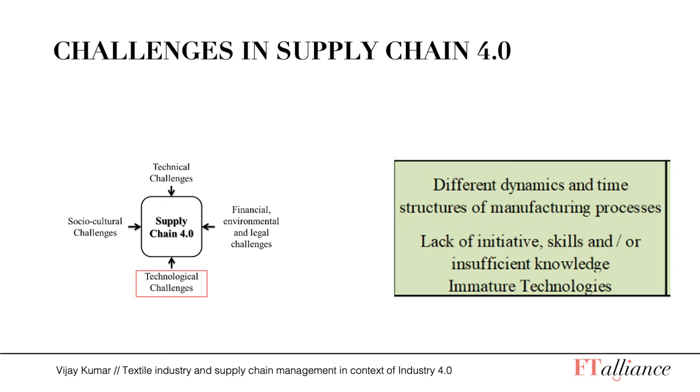And similarly, if there is insufficient knowledge, then how to do that? And the third thing is immature technologies. Many of the technologies that we rely on in Industry 4.0 or in Supply Chain 4.0 are some sort of emerging ones. So some of them are already mature, but some of them are not. We know that technologies are there, but we have to make sure that we have sufficient technologies to implement those things.